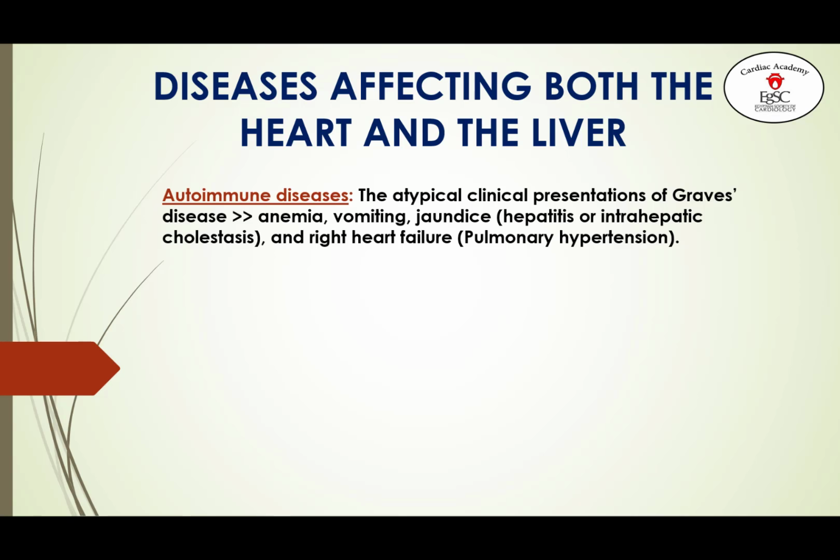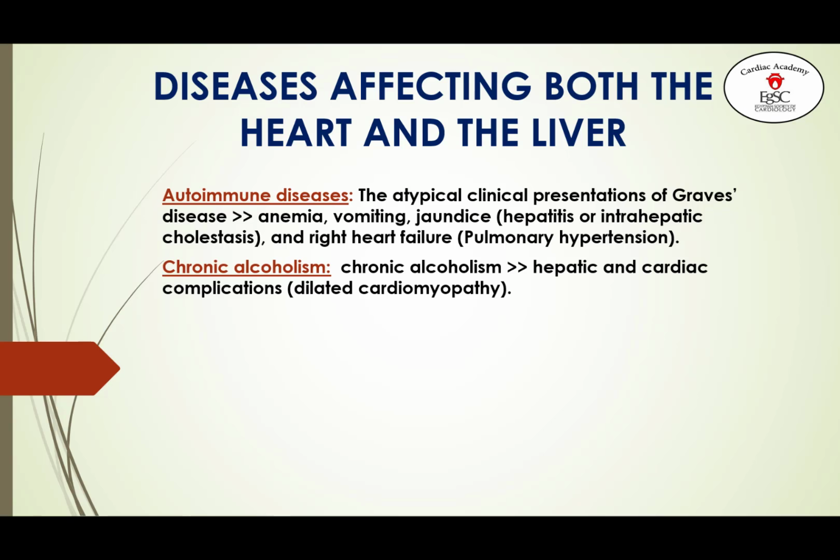Autoimmune diseases. The atypical clinical presentation of Graves' disease, like anemia, vomiting, jaundice, also can affect the heart and can lead to right heart failure with pulmonary hypertension. Chronic alcoholism can affect the heart and can affect the liver. It can cause dilated cardiomyopathy.